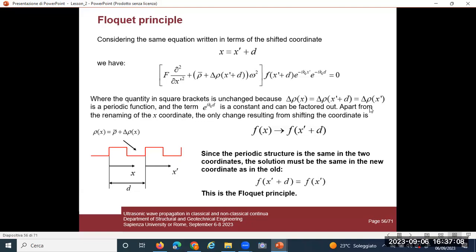Then, apart from the renaming of the x-coordinate, the only change resulting from shifting the coordinate is f of x into f of x prime plus d. But since the periodic structure is the same in the two coordinates, the solution must be the same in the new coordinate as in the old. This is just the Floquet principle, and that's it. The modulated part has to be also periodic.